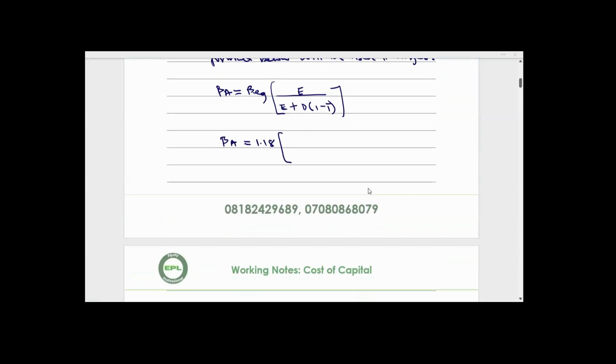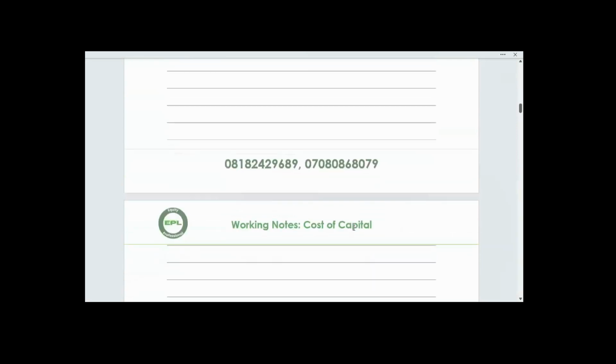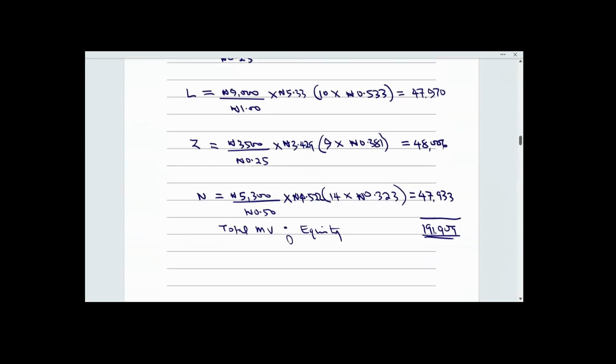All right then. So equity value we have calculated, 191,909, divided by 191,909 plus the debt value. We don't know it. So let's go and calculate it. I will then go to the question. How am I going to calculate the debt value?